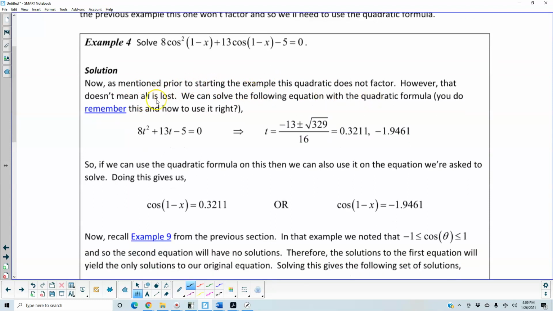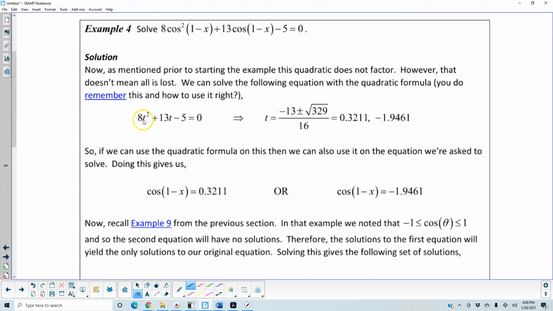Now, as mentioned prior to starting the example, this quadratic does not factor. However, that doesn't mean all is lost. We can solve the following equation with the quadratic formula. So hopefully you remember this and how to do that. So you have 8t squared plus 13t minus 5, which is equal to 0. Using the quadratic formula, we end up with t equal to negative 13 plus or minus the square root of 329 over 16, which is equal to 0.3211 and negative 1.9461.